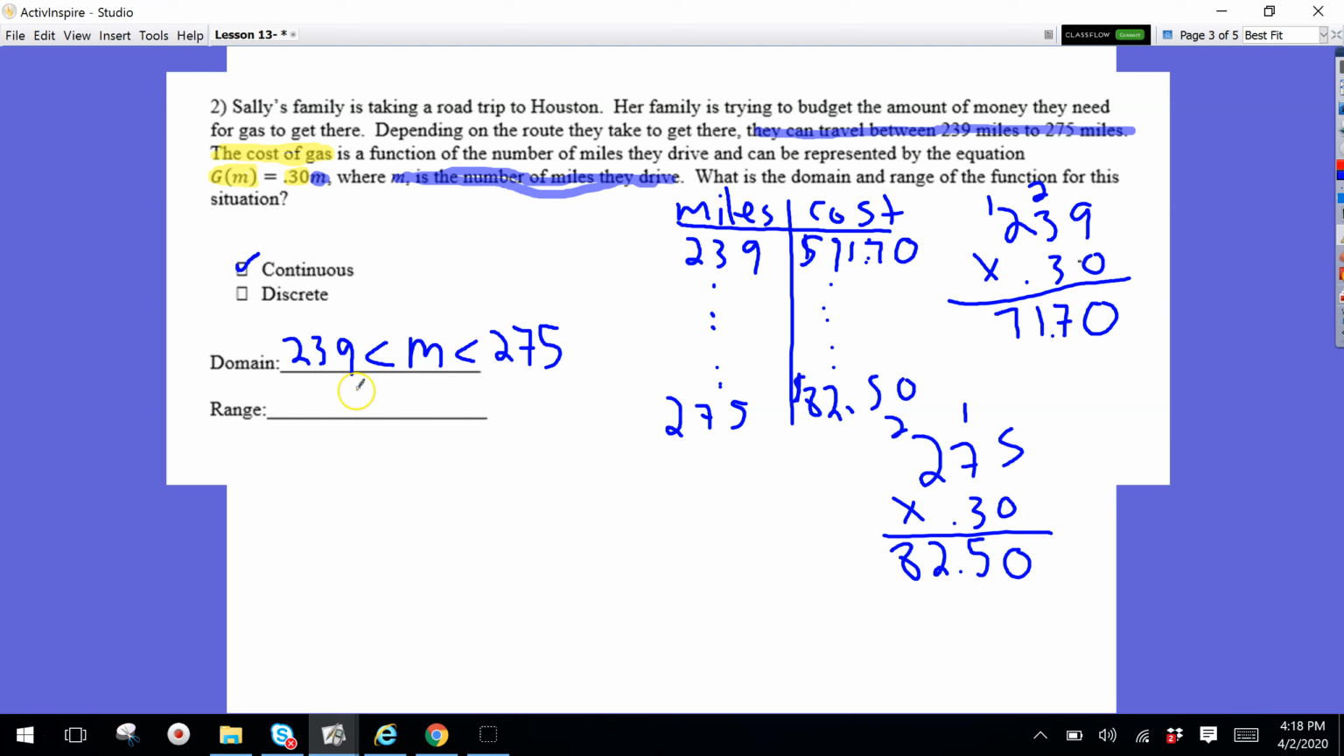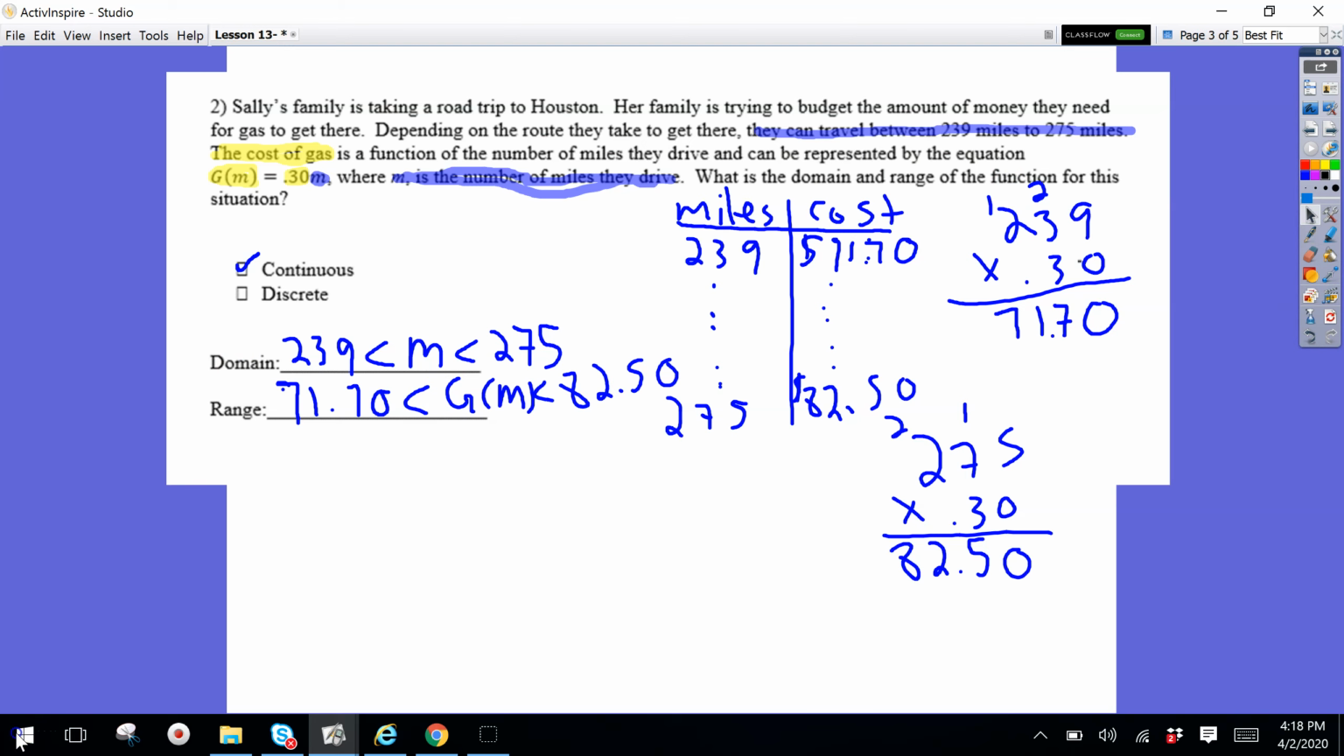So again, because this is a continuous situation, we're going to use inequalities to represent this. So the smallest amount that I'm going to have is 71.70. And the least amount that I have for G of M, the most amount that I have, is 82.50. And there we go. So this is my range for the situation, which represents the amount of money that we can spend.